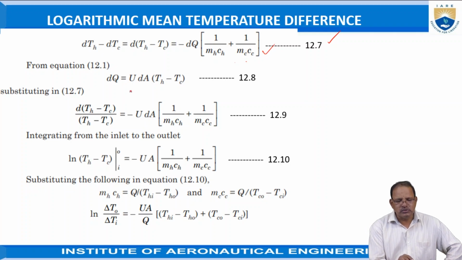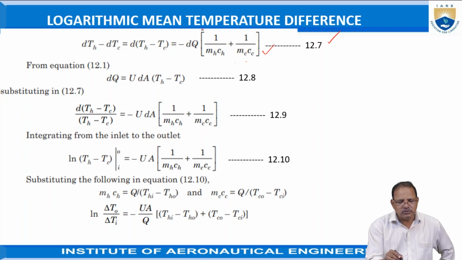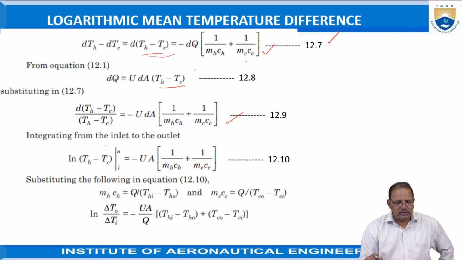From this we get dQ equal to U into dA into TH minus TC, the already given equation for the amount of heat energy flowing, where U is the overall heat transfer coefficient, dA is the surface area, and TH minus TC is the temperature difference between the two fluids. Dividing one equation by the other, we get d of TH minus TC divided by TH minus TC equal to minus U dA into 1 by mH CH plus 1 by mC CC. Integrating from the inlet to the outlet of the pipe, we get the natural log of the ratio of the temperature differences, equal to minus U A into 1 by mH CH plus 1 by mC CC.